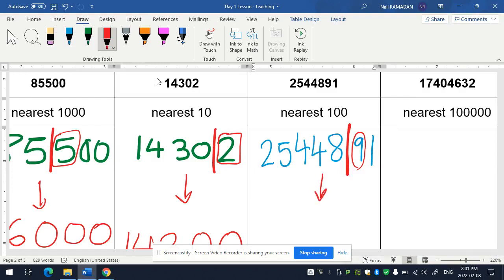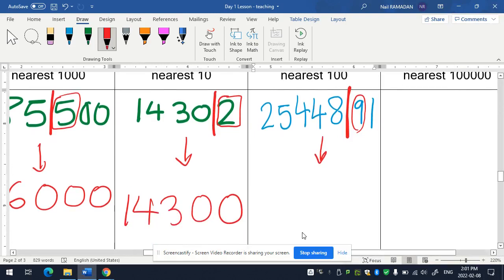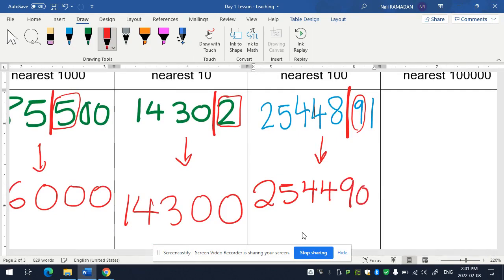So 25, 4, 4, 9. Is this correct? Okay. What am I missing? I'm missing one more zero. See, you have to put as many zeros as there are spots that will be zeroed out after. There we go.